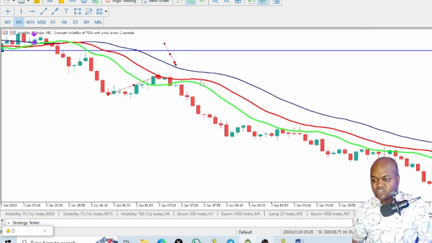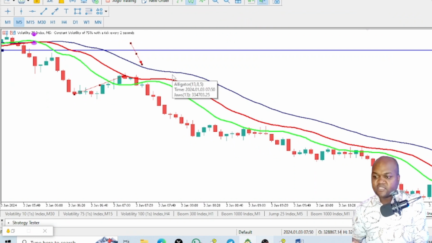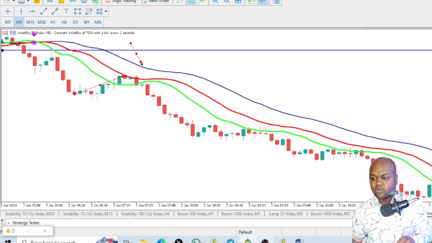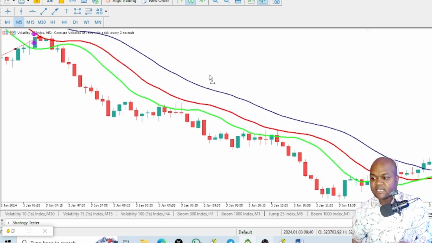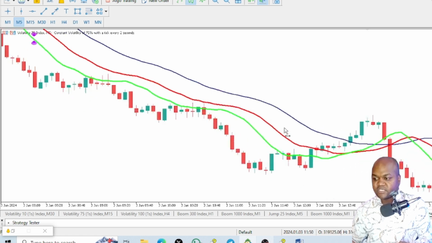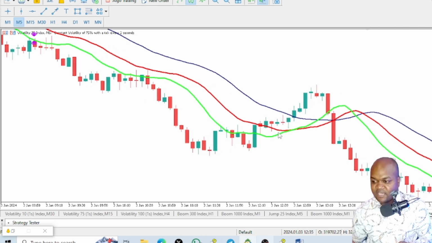So you hold that trade. The advantage of using this trade is that you can hold the trade for a very long time. How are you going to hold the trade? As long as price still trades below this red line, which is the teeth, you hold your position. You only exit when we have a candle like this particular example here. We have a candle here that closed above this red line.